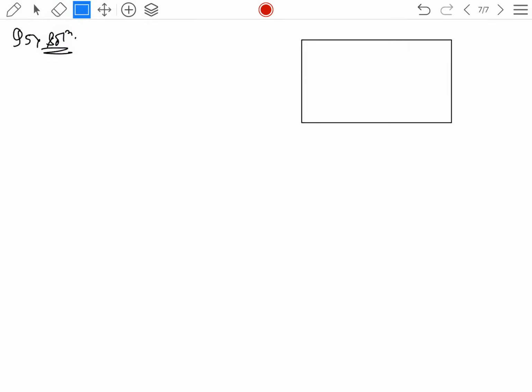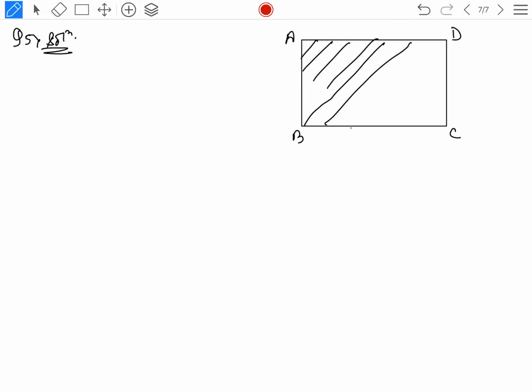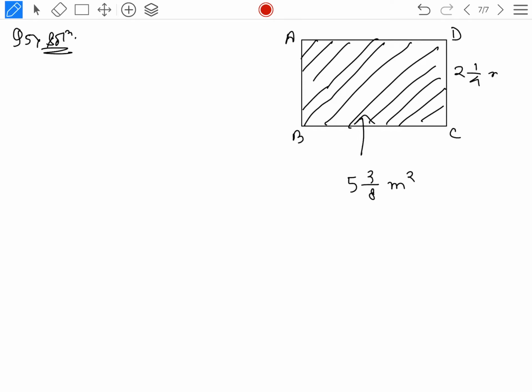Here you just have to use the formula for the area of a rectangle. Suppose ABCD is a rectangle given to us. Then what is given? The area is given to us. Area means the surface that is enclosed by the figure, the total area. So this area is given to us: 5 3/8 meter square. One side is given as 2 1/4 meter. In a rectangle we know that two sides are equal, so we need to find the measure of the other sides. The area of a rectangle is given by length into breadth. This you have already studied.